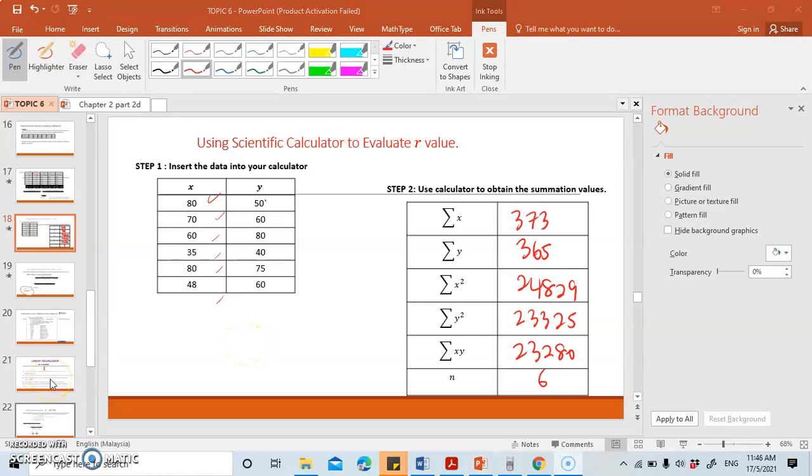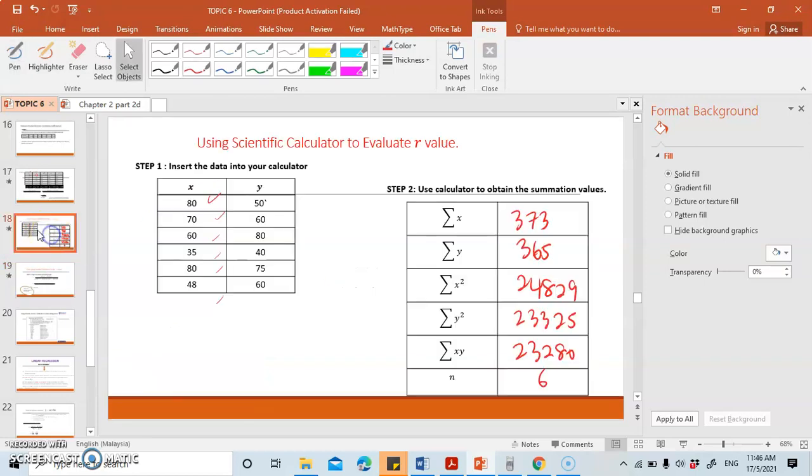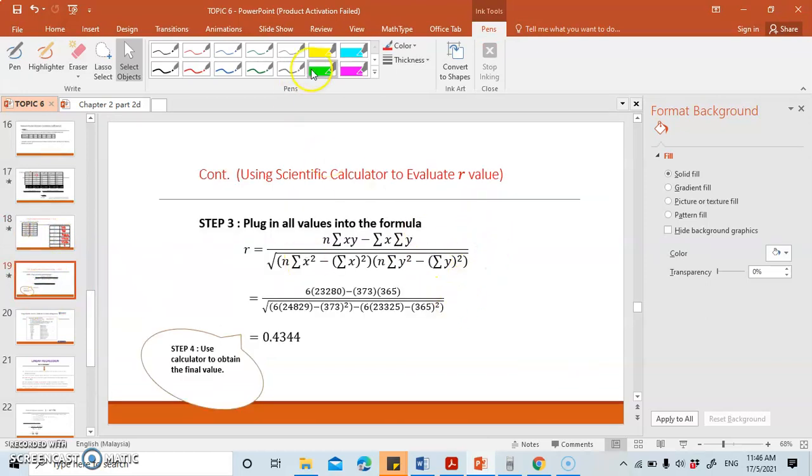The next step is to plug all values into the formula. This is the formula. I think this formula will be given in your final exam paper, so please copy the formula correctly. Then substitute all values from step 2 into this formula. You will get something like this.